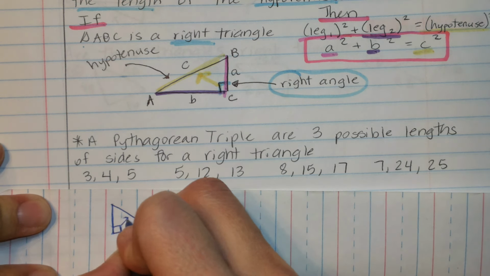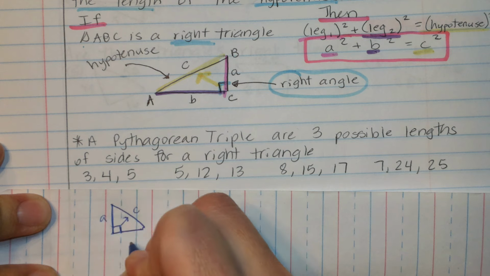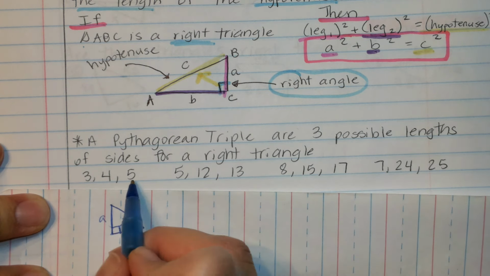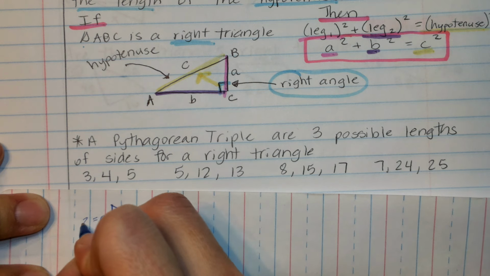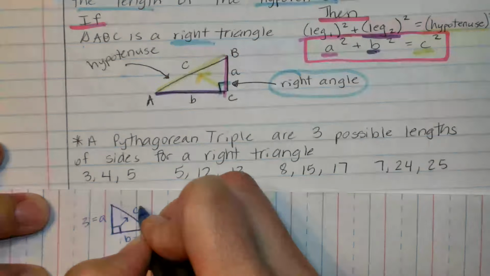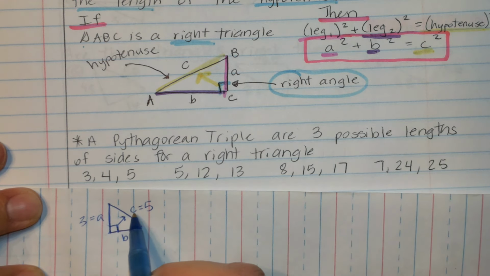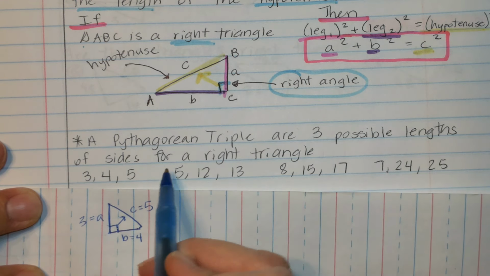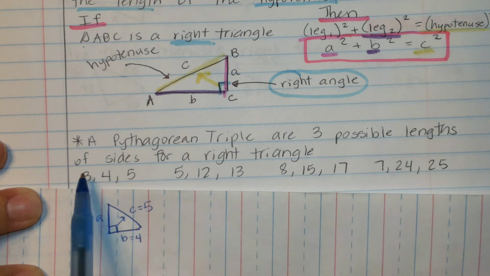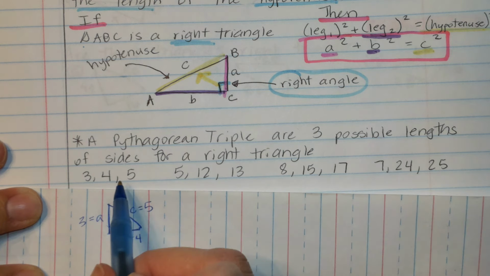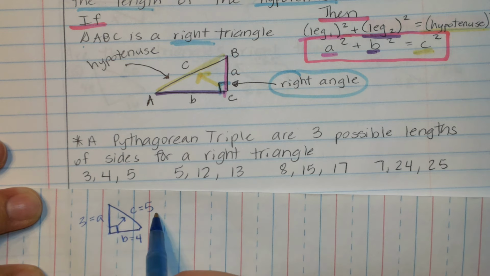I know that C is right here, and A and B can be either side, either leg, it doesn't matter. A 3, 4, 5 means that A could equal 3, B could equal 4, and C could equal 5. C, the hypotenuse, is always the largest value. So basically the way I wrote them, it's all like A, B, C, A, B, C, A, B, C, A, B, C. So these are different possibilities for the lengths of a triangle.